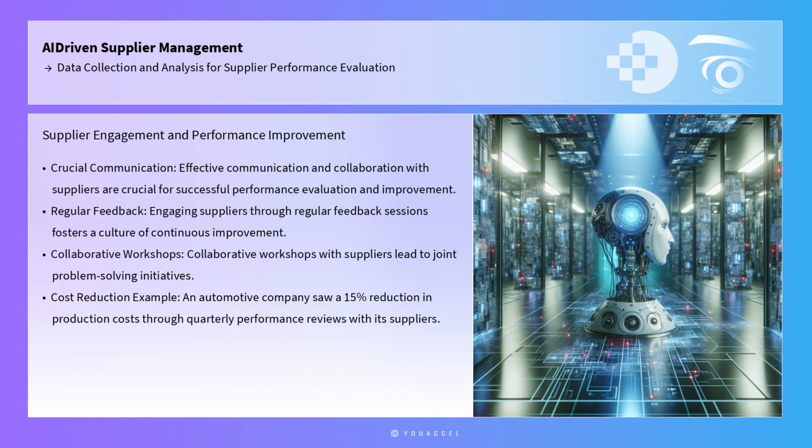Effective communication and collaboration with suppliers are crucial for successful performance evaluation and improvement. Engaging suppliers through regular feedback sessions and collaborative workshops fosters a culture of continuous improvement. A successful example is seen in an automotive company that conducted quarterly performance reviews with its suppliers, leading to joint problem-solving initiatives and a 15% reduction in production costs.